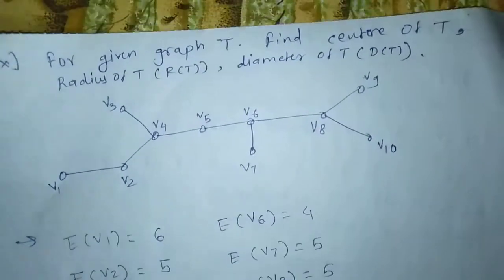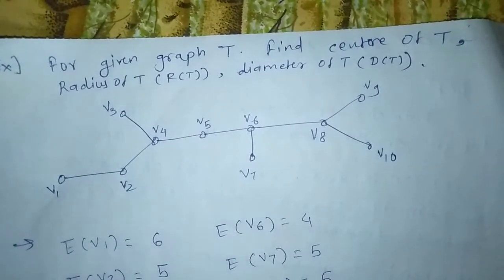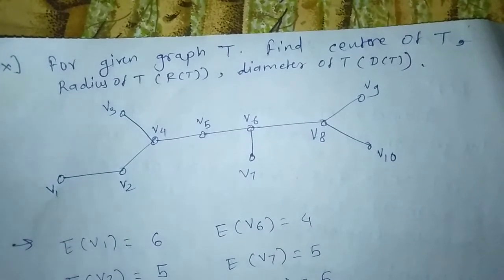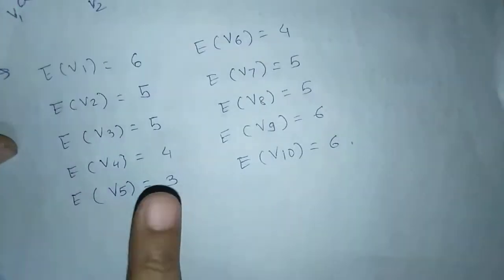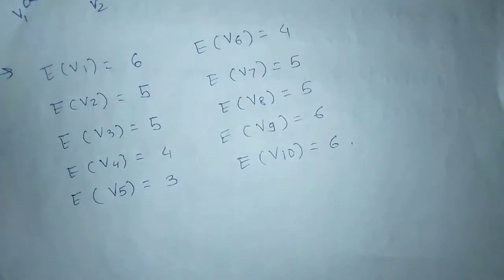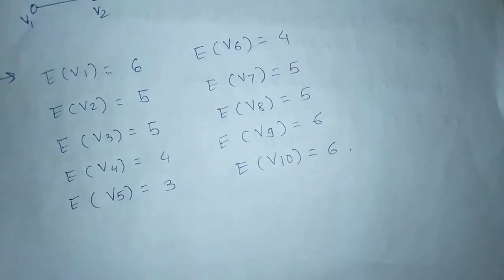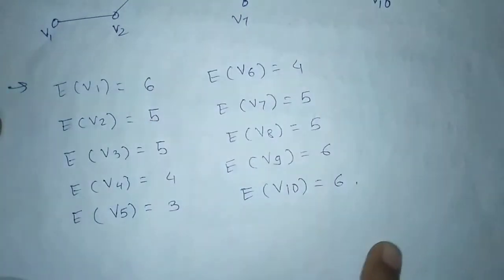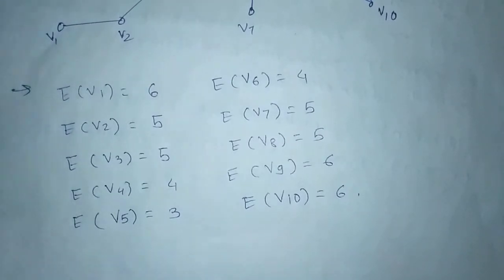Now, by the definition of center of T, radius of T and diameter of T. Center of T means minimum eccentricity of all other vertices. So here minimum eccentricity is 3. And which vertex has eccentricity 3? V5. So radius of tree is 3 and center of tree is V5. And diameter of tree means maximum eccentricity among the vertices. So maximum eccentricity is 6. So diameter of tree is 6.